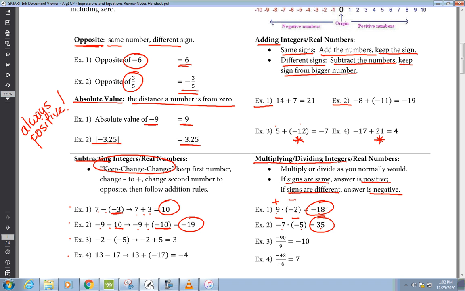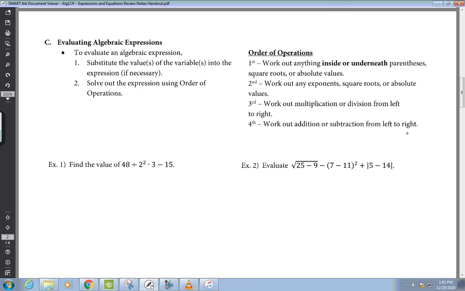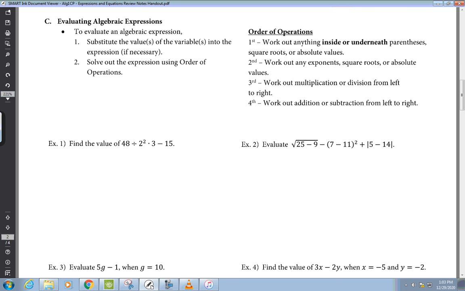So far, that's algebraic expressions and looking at the basic rules for integers. Those were done very, very early in the first semester. As we keep going, we go to evaluating. Evaluating is when you're actually doing computation for an expression. So to evaluate, substitute the values of the variables into the expression, if necessary. If you don't have any numbers to plug in, if you just have all numbers, then you can just start your work.